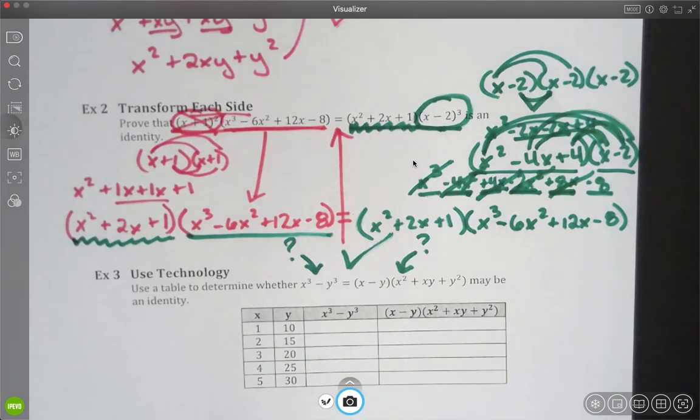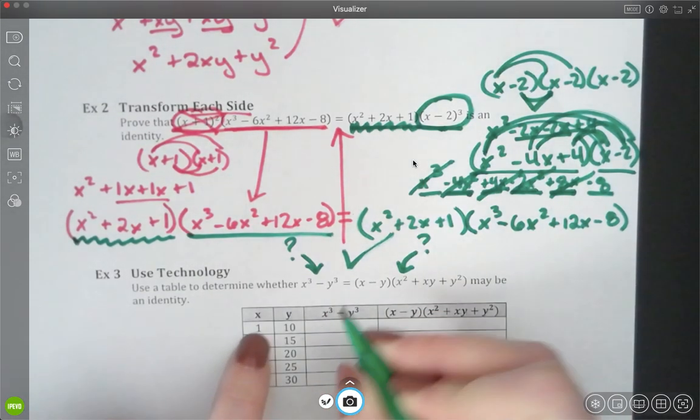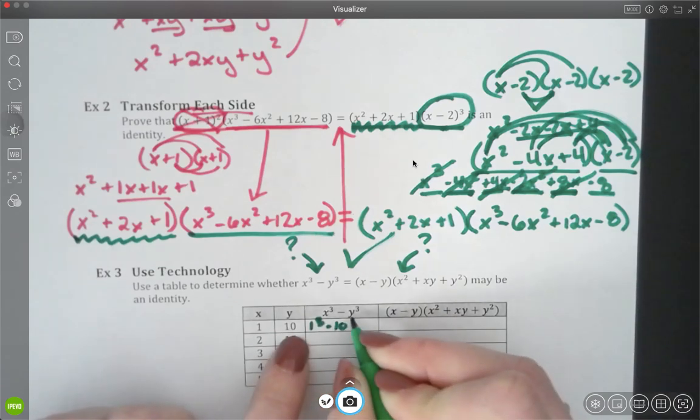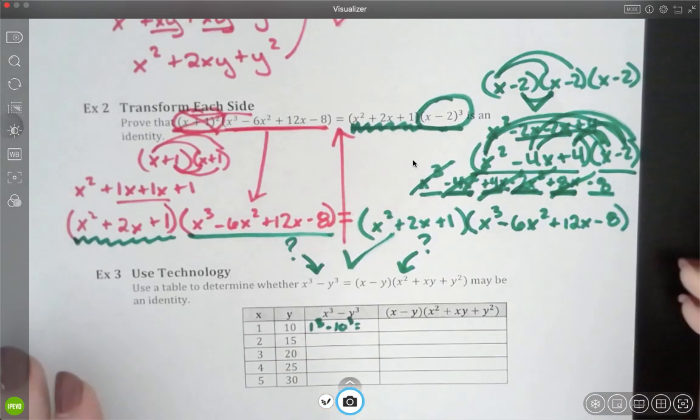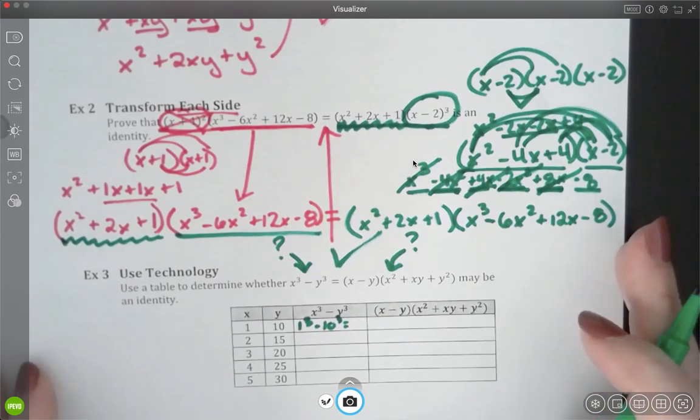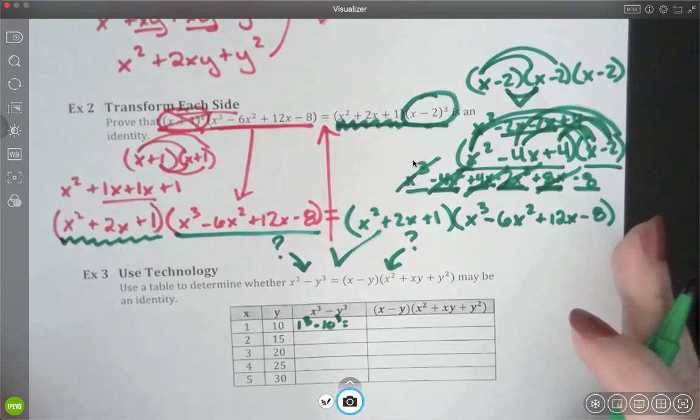So the first one, if you plug in 1 for x, this would be 1 to the third power minus 10 to the third power. That's what you plug in. That one you might be able to do in your head. 1 cubed is 1. What's 10 cubed? 10 times 10 times 10, 1,000. What is 1 minus 1,000?